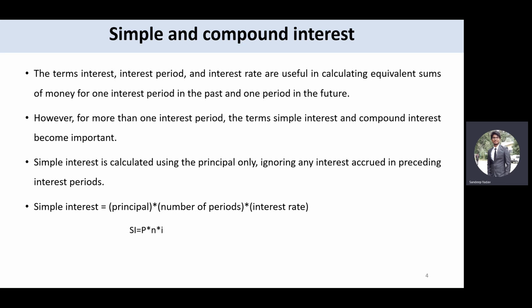The formula for simple interest is easy: simple interest equals principal multiplied by the number of periods, n, multiplied by the interest rate. The interest rate will always be from 0 to 100%, so we have to put it in decimal. Like if the interest rate is given as 20%, then we have to write it as 0.2.